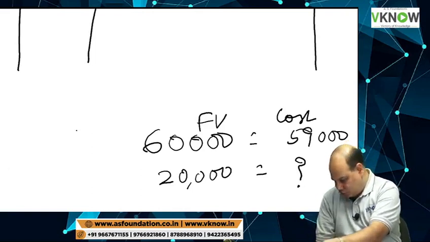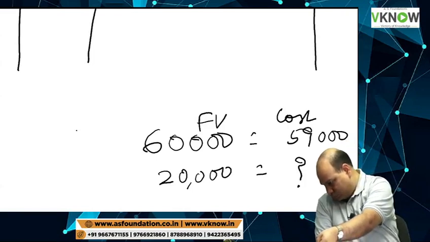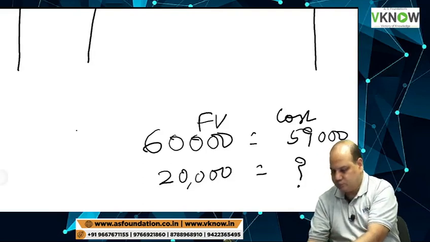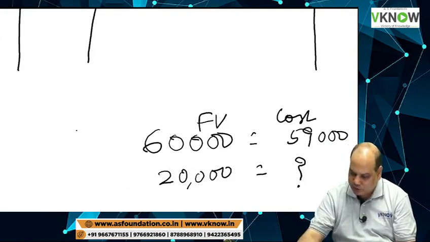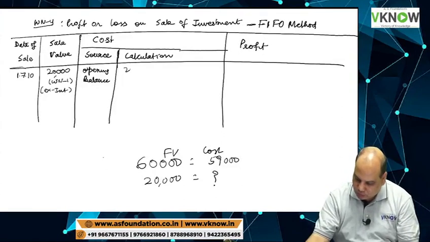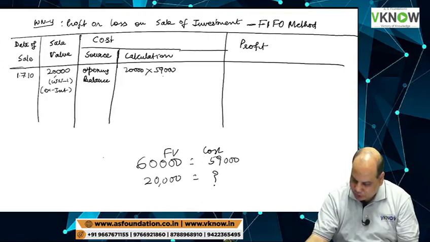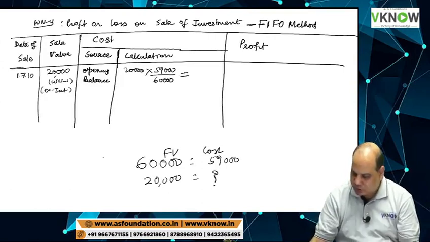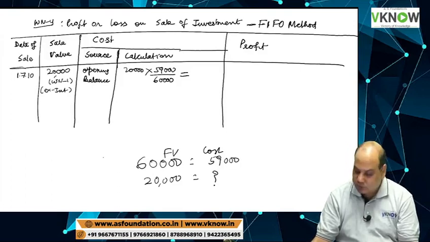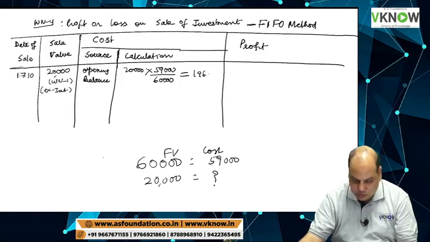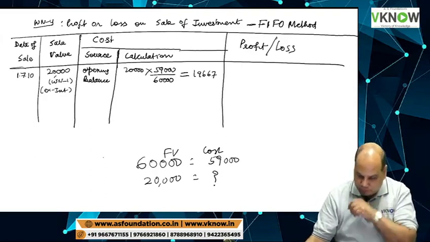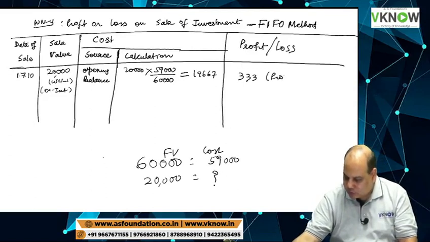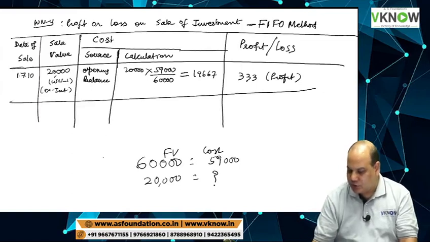20,000 into 59,000 divided by 60,000. That is the cost. Anybody wants to answer? 19,667. So what is the profit or loss? There is a profit of 333. This is the first profit.